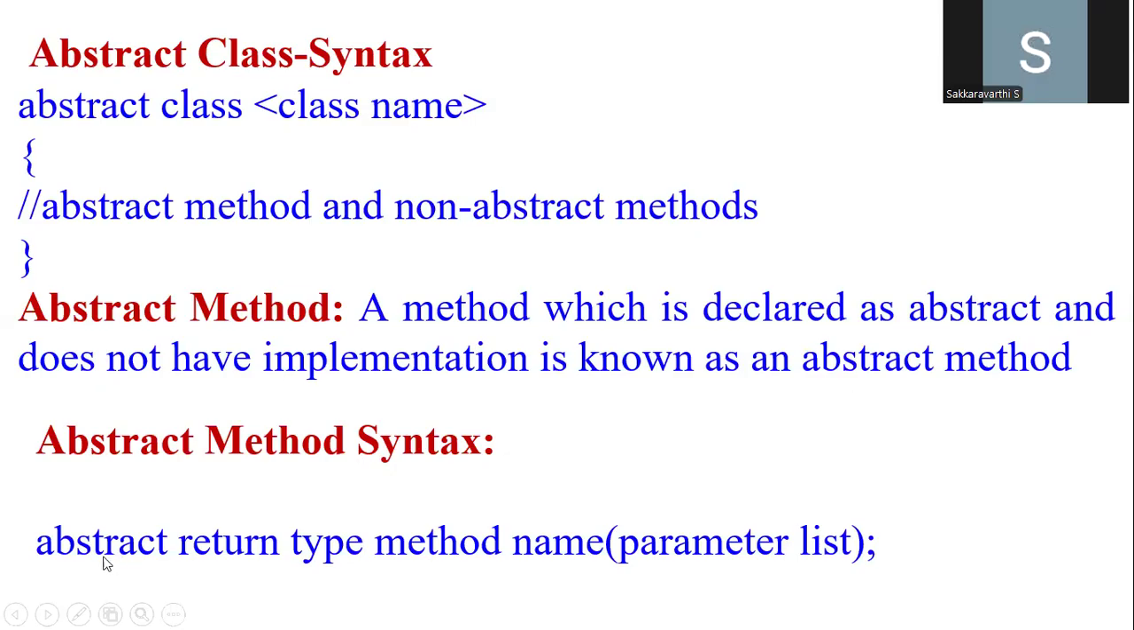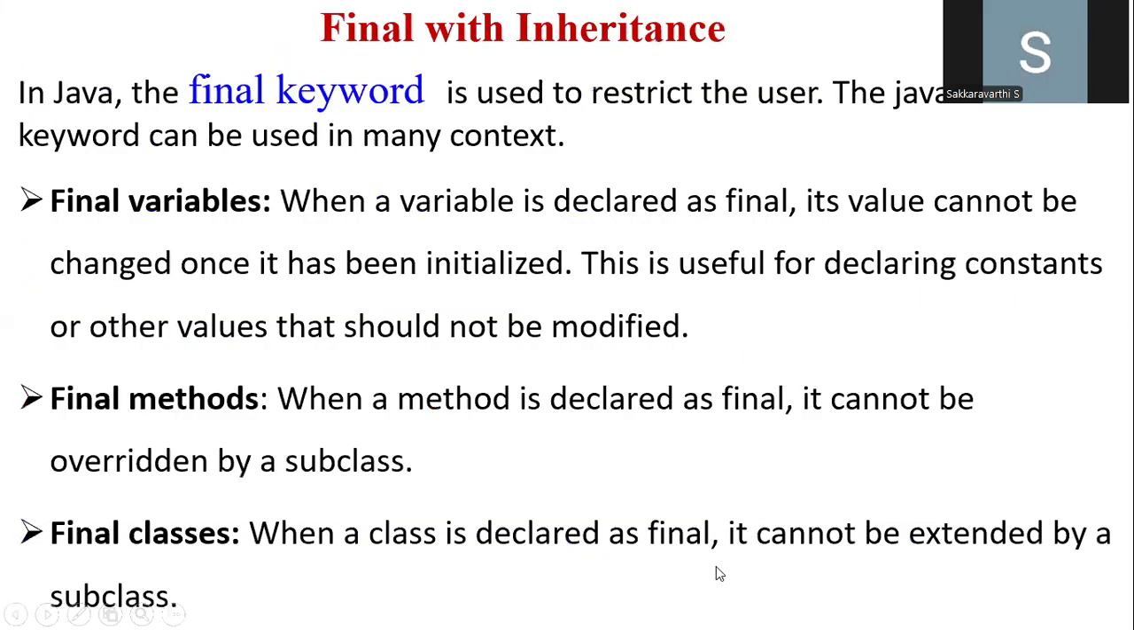The syntax for abstract method is abstract return type method name with the parameter list. The next topic is the final keyword. In Java, the final keyword is used to restrict the user. The Java final keyword can be used in many contexts. It can be applied with variable, it can be declared with method, and it can be declared with the class.